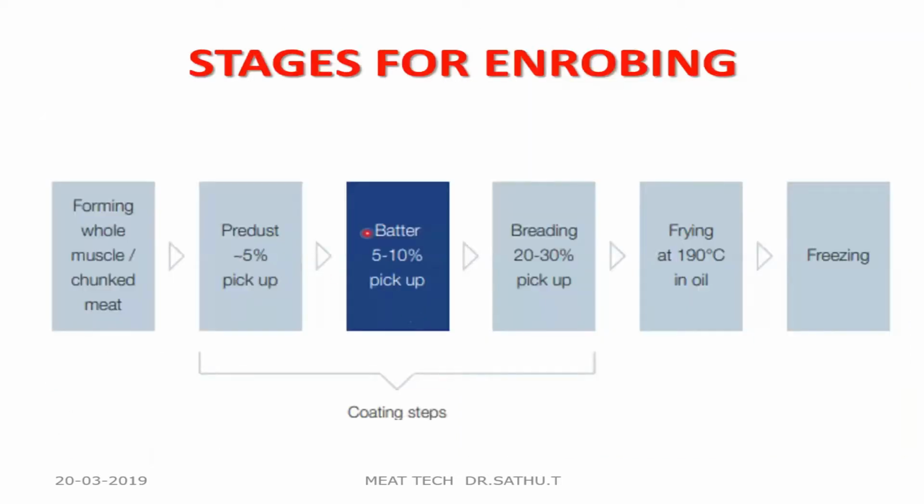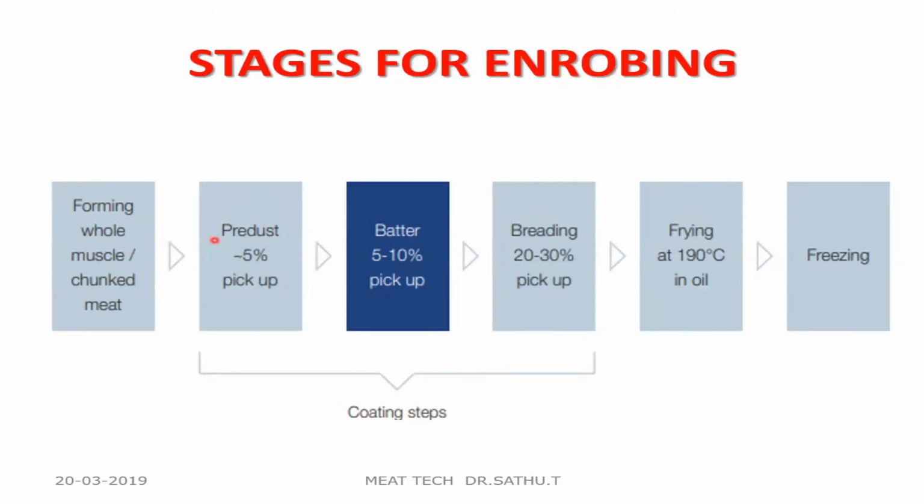So let's understand the stages for enrobing. First is forming. That is, we restructure the products and make them into a particular shape, and then we can go for enrobing. Or the whole muscles, for example, if you take the drumstick or the thigh of the chicken or the breast of the chicken, you can do the enrobing. Or the chunked meat, where we are cutting the meat into small cubes or chunks, and then we can also go for enrobing.